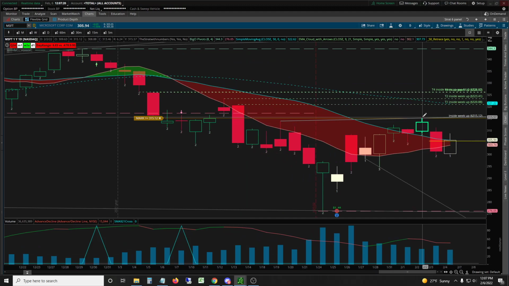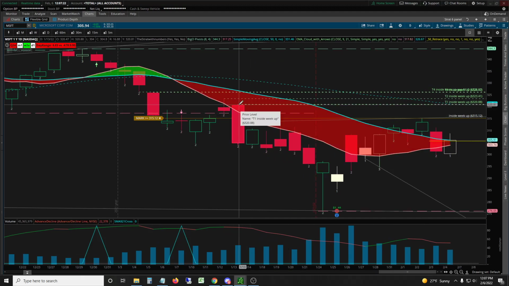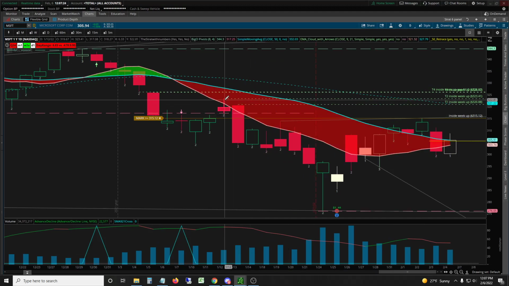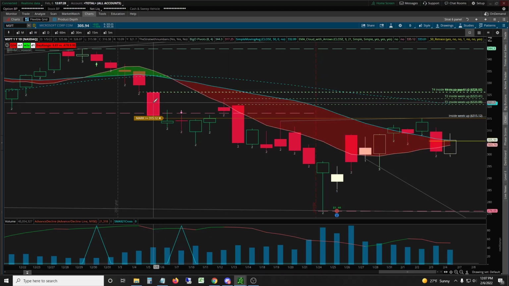There's our 315.12 break. Target 1 is going to be 320.88. Target 2 is going to be 323.41. Target 3, there's a small gap here again. So target 3 is going to be 326.07, which will be the high of this candle. Target 4 is going to be the low of this candle at 326.12.